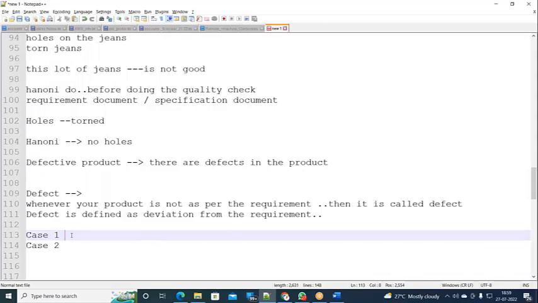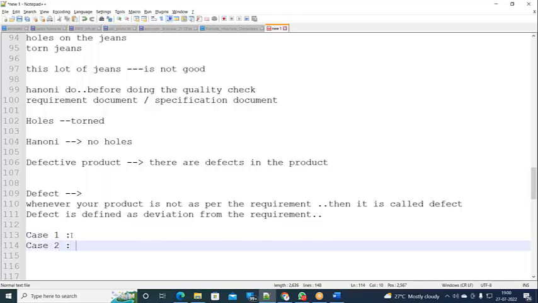Case one, don't answer the question yet. Jay Krishna has answered this question like this. Defect is defined as deviation from the requirement. This is case one.